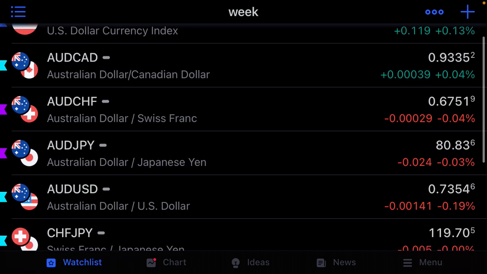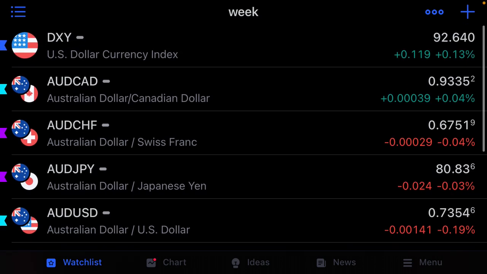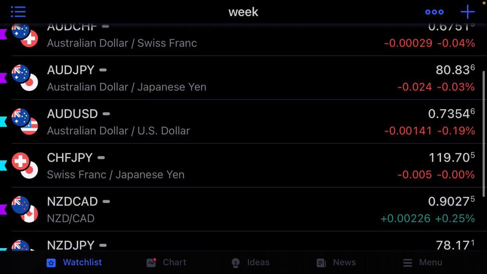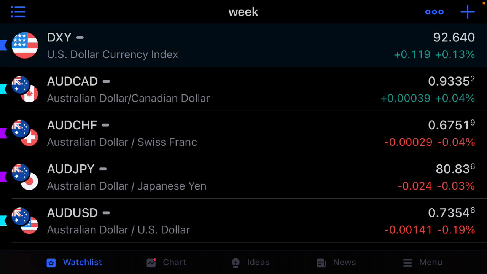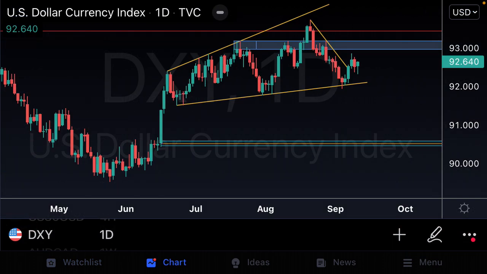And for today's weekly market analysis, we're going to be going through 5 different pairs: the DXY, Aussie CAD, Aussie dollar, Swiss yen, and New Zealand dollar JPY. Now, it's going to be awesome to go through these pairs because there's a lot we have to say about them and there are some concepts that we need to go through. So let's not waste any time, guys. Let's get straight into the DXY.